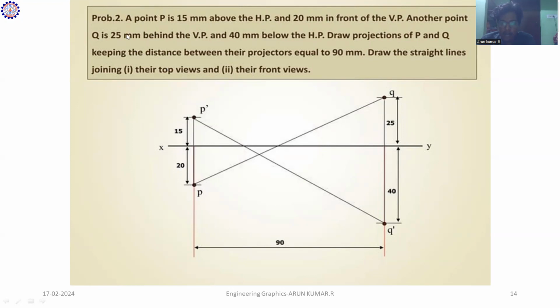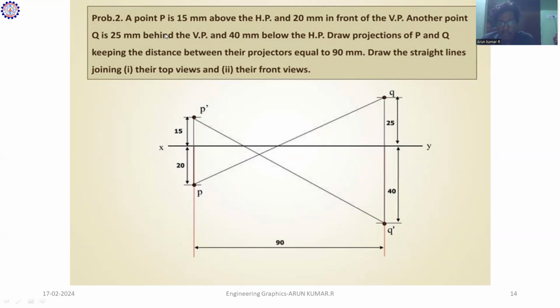After that, the other point is Q, which has certain keywords. First of all, you have to maintain the distance between P and Q. So I consider the 90 mm distance, as given in the problem. From the P point, taking it as the origin, I mark the 90 mm distance. After the 90 mm distance, I mark the conditions of Q. I have to proceed with it.